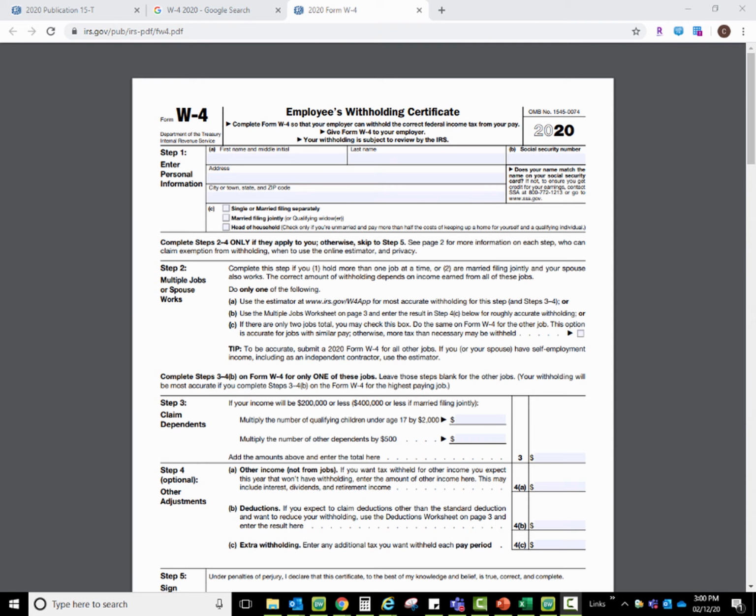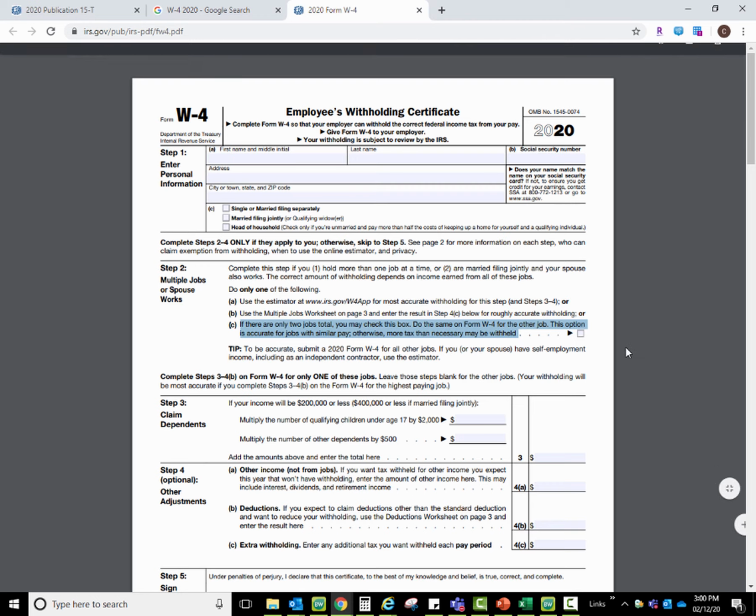The box 2 on the Form W-4 for 2020 is if you have multiple jobs or if your spouse works. So the box that it is referring to is on C, 2C. If there are only 2 jobs total, you may check this box. Do the same on the Form W-4 for the other job. This option is accurate for jobs with similar pay, otherwise more tax than necessary may be withheld.